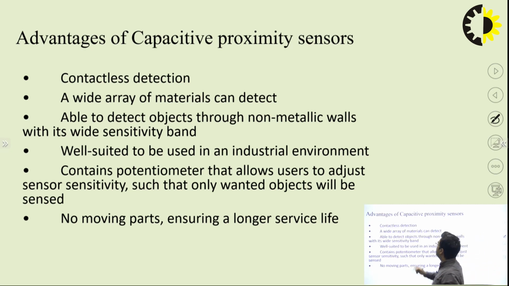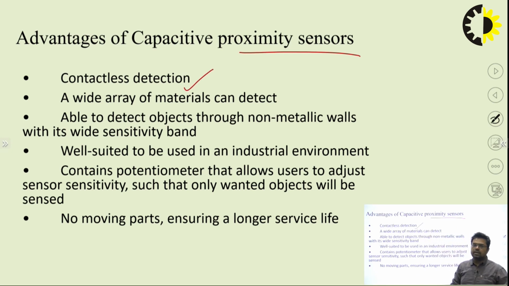What are the advantages of capacitive proximity sensors? Again, this is contactless detection, similar to inductive sensors. A wide variety of materials can be detected, whereas in the case of material selection, other sensors find limitations. In the case of inductive sensors, only metal objects are detected, but capacitive sensors can detect metal as well as non-metal objects.